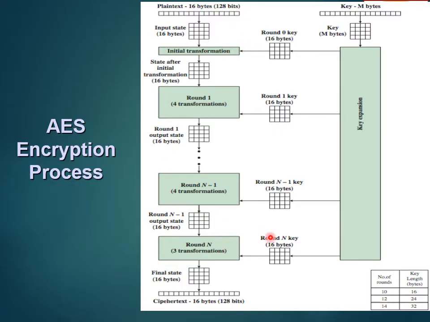Here, the first n-1 rounds consist of 4 distinct transformations. We will see them later in detail. So what are these 4 transformations? They are substitute bytes, shift rows, mix columns and add round key. The final round contains only 3 transformations. And here you can see the initial transformation, which is a single round of add round key before the first round. Each transformation takes one or more 4x4 matrices as input and produces a 4x4 matrix as output.